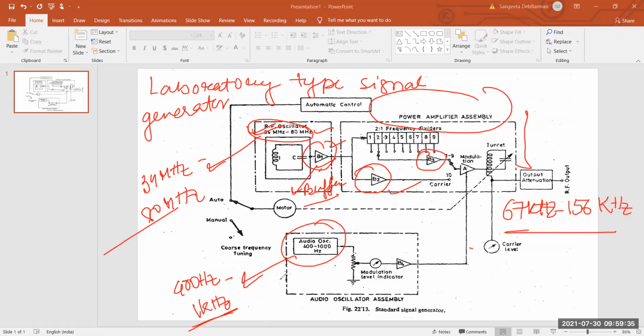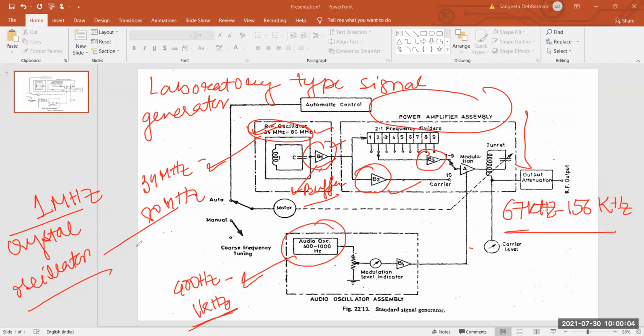Now the signal generator is provided with a 1 megahertz crystal oscillator. This signal generator consists of this 1 megahertz crystal oscillator for calibration purposes. So this is all about the standard signal generator.